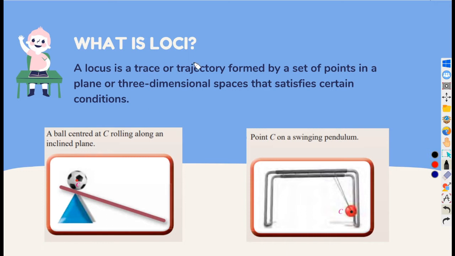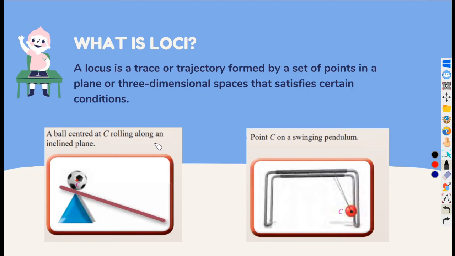Okay, what is loci? A locus is a trace or trajectory formed by a set of points in a plane or three-dimensional space that satisfy certain conditions. So loci means many locus, and locus is only one. As you can see, these are examples in a real situation.